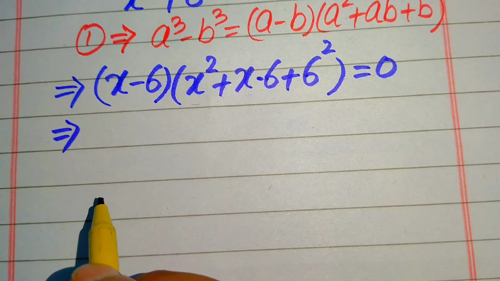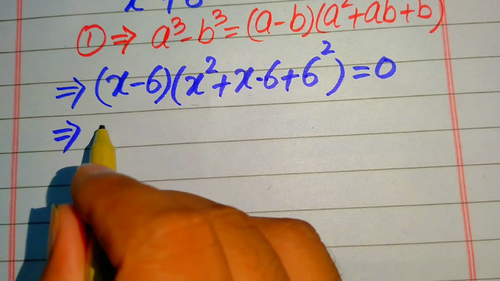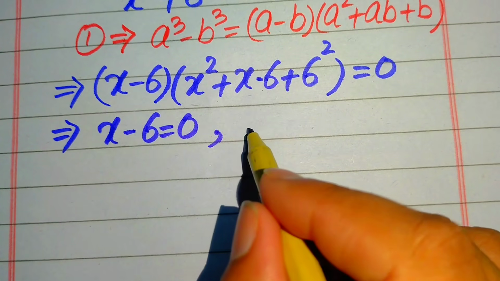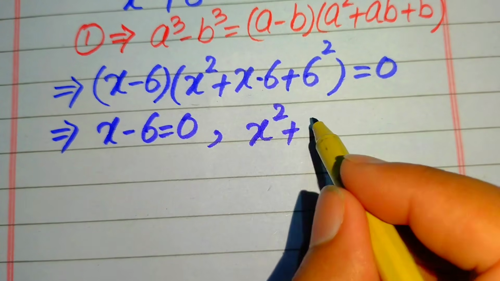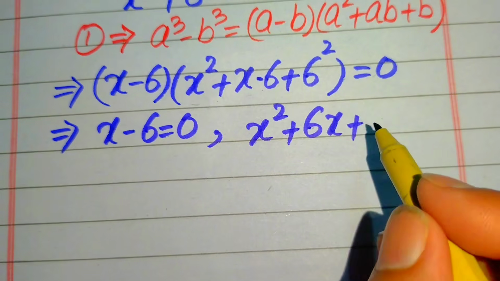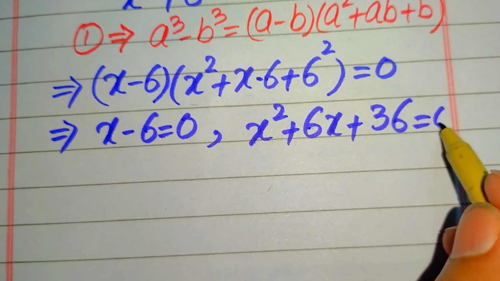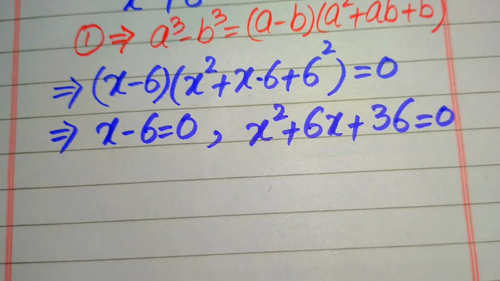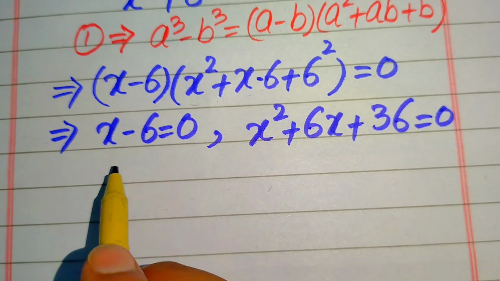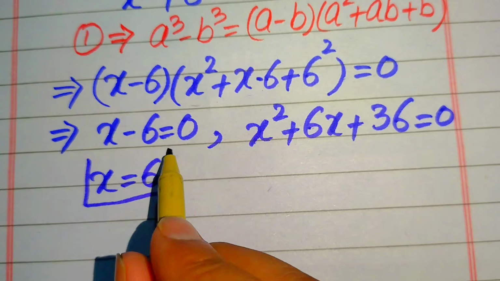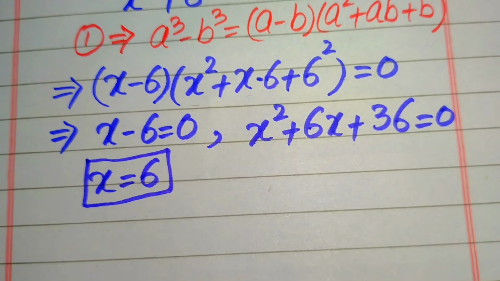And in the next step we need more simplifications here, and now we divide this equation into two cases. The first case is we write x minus 6 is equal to 0, and the second case is we write x square plus 6x plus 36 is equal to 0. So in the next step from this case we easily get the value of x is equal to 6. This is the first root of the given equation.